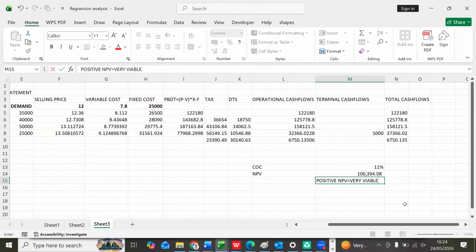Somebody had asked, how are we getting this operational cash flow? Remember, I gave you the formula for getting operational cash flow. We said you take PBDT, less tax, and then you add the depreciation tax shield. So we took this PBDT minus taxation, plus this one here. And then we were able to copy the formula down very nicely.